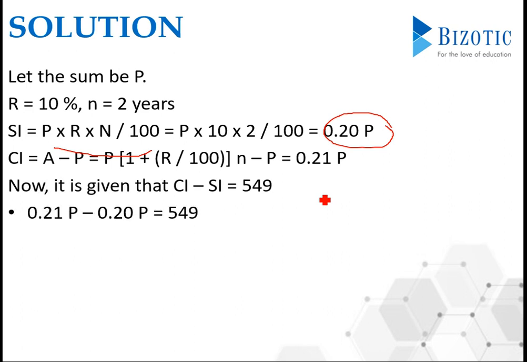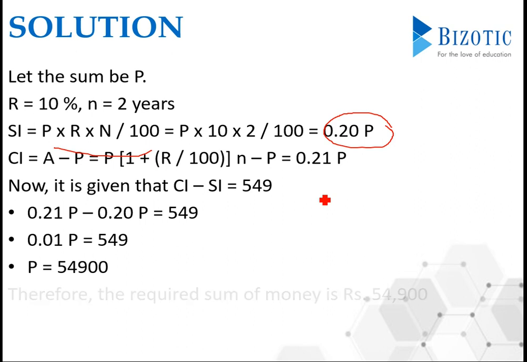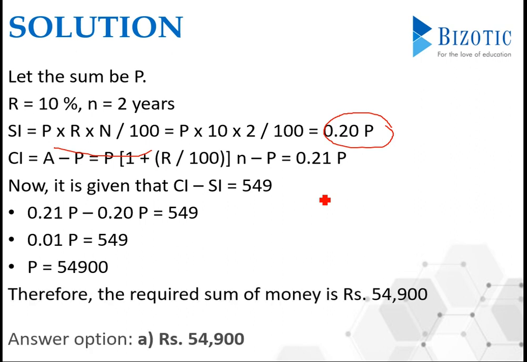And now we have to just solve for P. So 0.01P will become 54,900. So your answer will be 54,900, answer option A. This is a way of solving it.